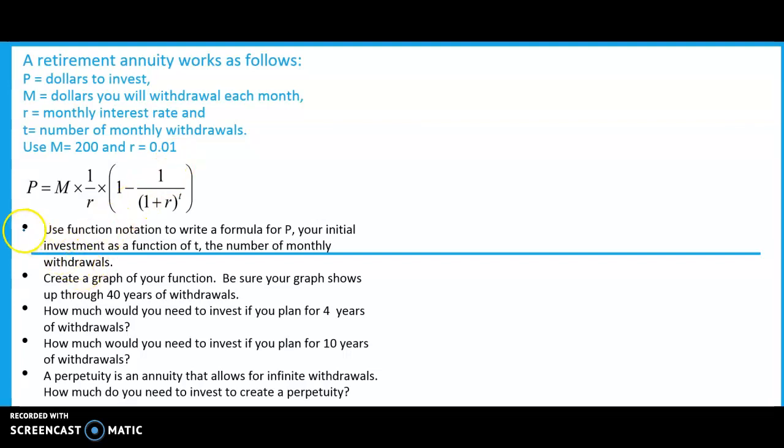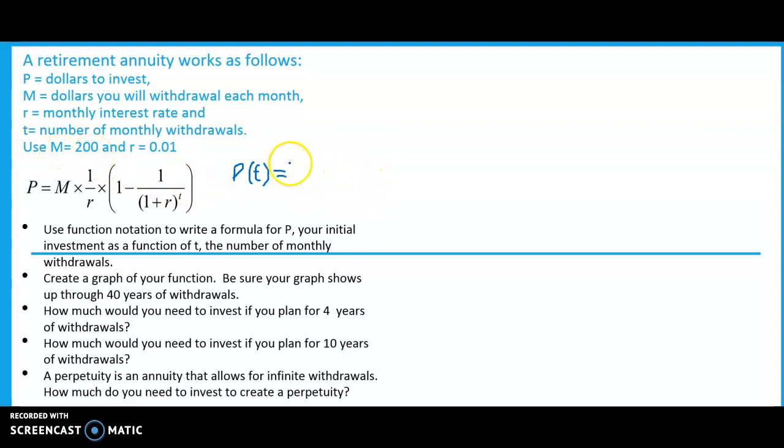The first question that we're asked to do with this problem is to use function notation to write a formula for P, your initial investment, as a function of T, the number of monthly withdrawals. So this is practicing function notation. It has nothing to do with graphing yet, but P is a function of T. So P of T, how much should I invest, that principal based on time, equals, and now I'm going to fill in these numbers.